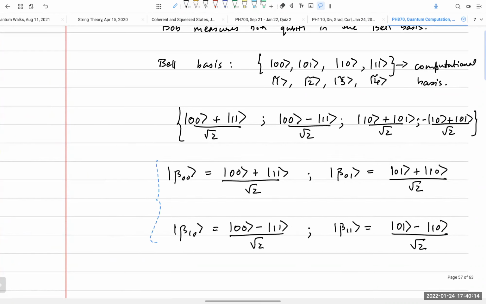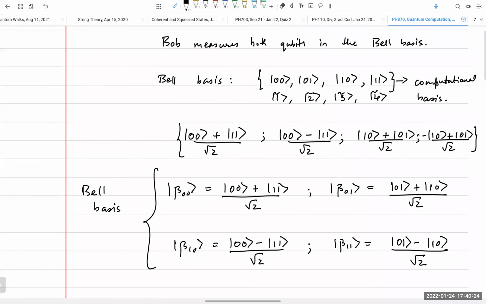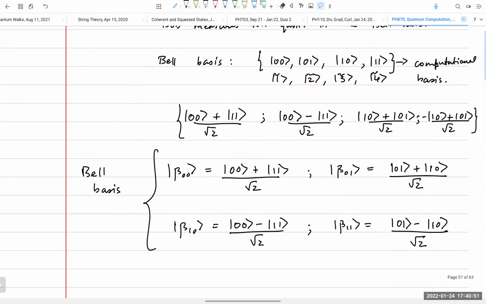Right? And so these 4 states, this is what we call the Bell basis. So you have the original one, then the one with a negative, so this you get with the Z. If you act with the Z gate on this qubit, if you act with the X gate on this qubit, and if you act with the iY gate on this qubit. So this is the Bell basis.